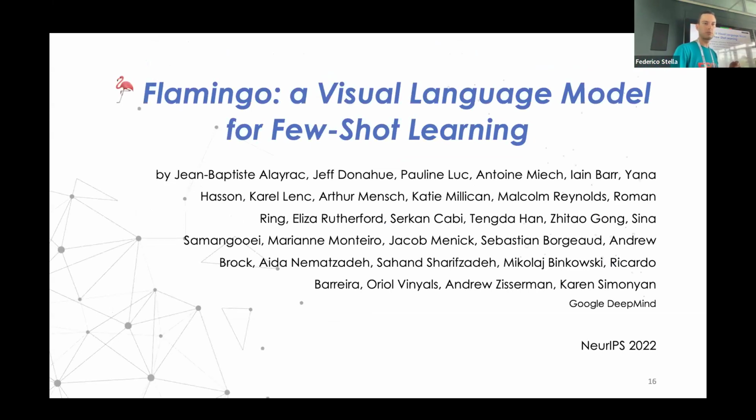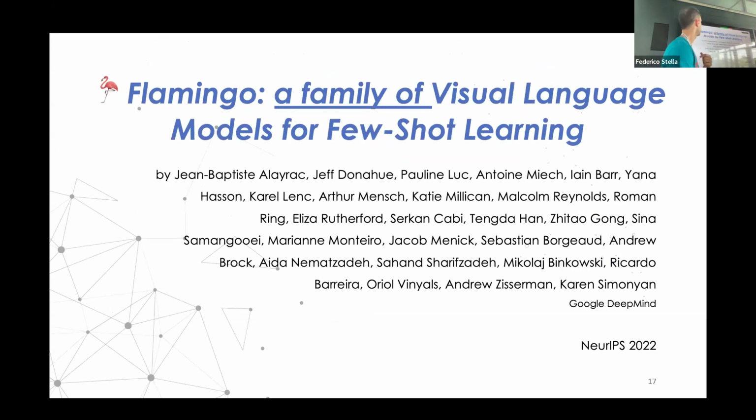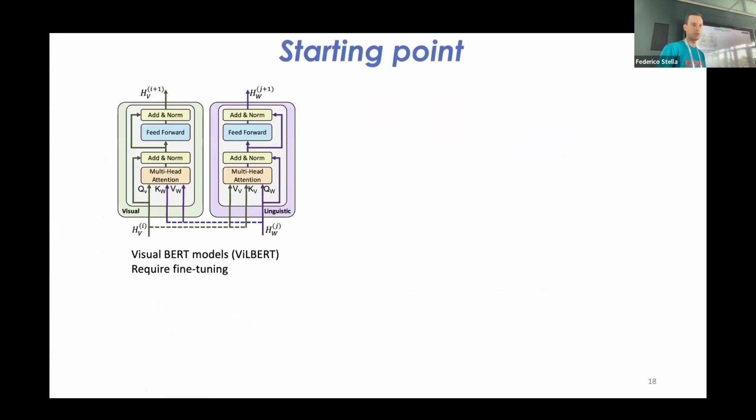So now we'll talk about Flamingo, which is a paper from 2022 by Google, DeepMind in particular. It's called Flamingo, a visual language model for few-shot learning. And I think maybe a better suited title would be a family of visual language models for few-shot learning, because we will see in a second that Flamingo is a model, yes, but it's also a way in which you can build models. And they also show that it works in general as a way to build models, but the pieces themselves of the model can be changed. So what's the starting point?